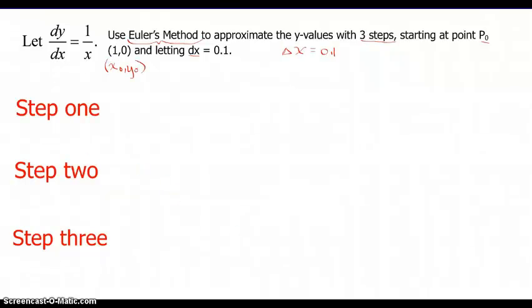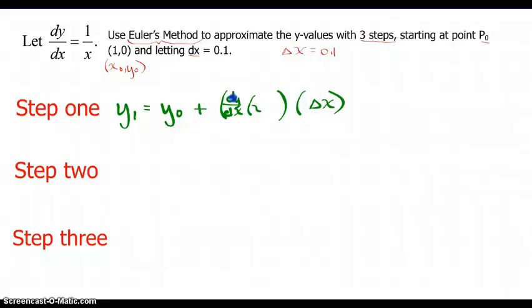All right? So the first step is we're going to find y1. Remember, y1 is the initial y output, the slope through that initial point times a step size. All right? So we're going to have dy dx evaluated at x naught, y naught. So let's plug those in.